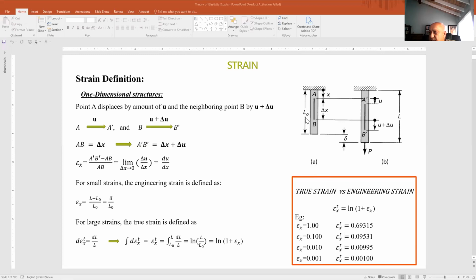Its length from L0 increases to L. Consider a point A at the distance x from the top, and as the deformation occurs, as the load is being applied, point A moves to a new position A prime, and displacement of that point is shown with U. A neighboring point such as B at the distance delta x from point A moves to a new position B prime, whose displacement would be, of course, increased from U to U plus delta U, a little bit more than the displacement of point A.